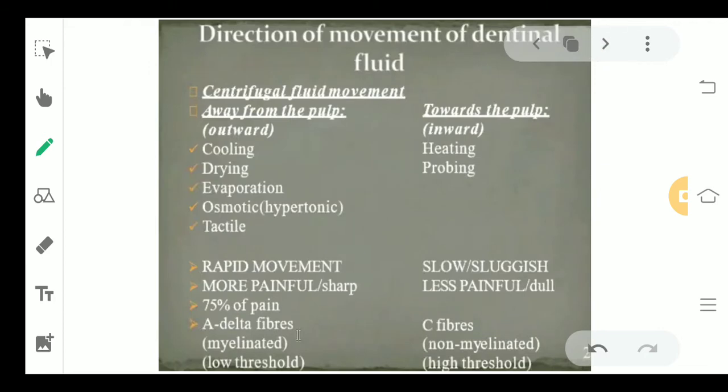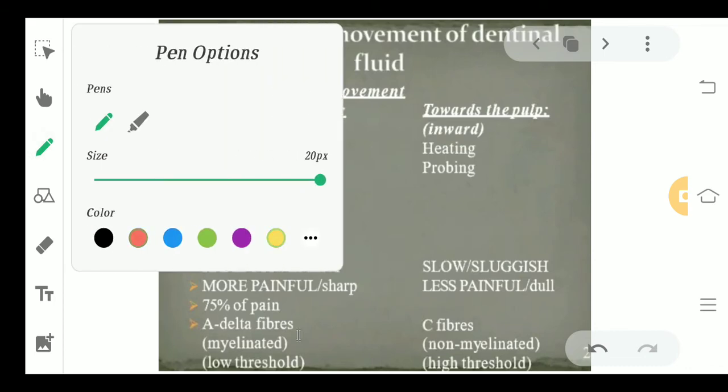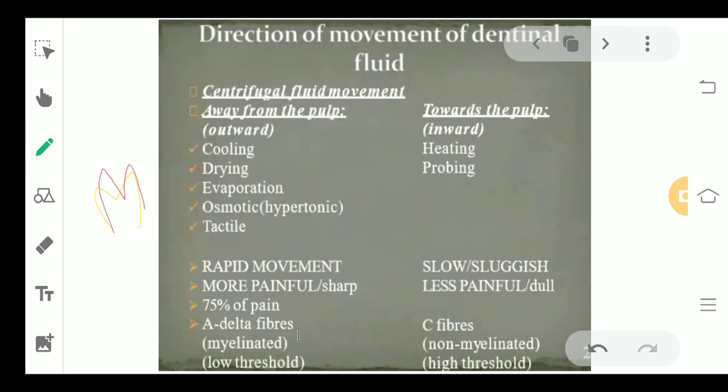Moving ahead to the direction of the movement of the fluid in the dentinal tubule. If we talk about the fluid, it's basically the centrifugal fluid which moves. Maybe it will move from the pulp towards outside. So this is your pulp. Now if this is your pulp, it can move outside from the pulp surface, or maybe from the outer surface it can come towards the pulp.